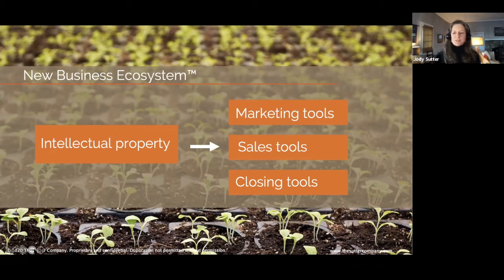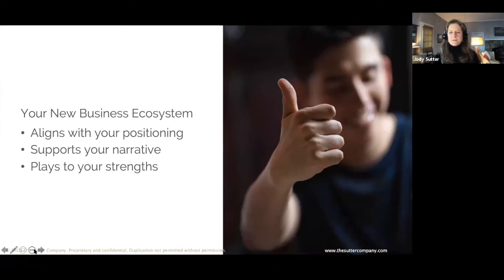So you need to choose the components that are right. And how do you do that? Well, I alluded to it a little bit, but your new business ecosystem is going to be strong when you choose components that, first of all, align well with your positioning, that support your narrative.